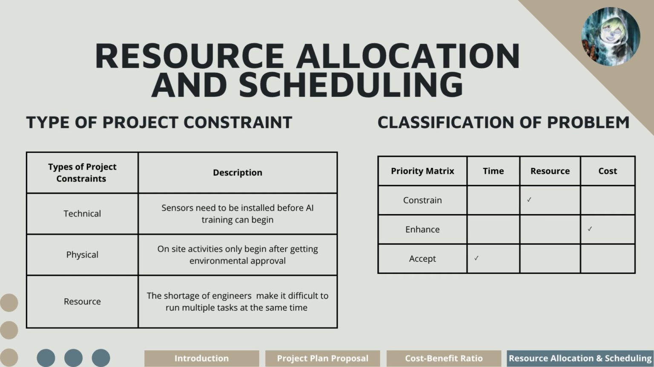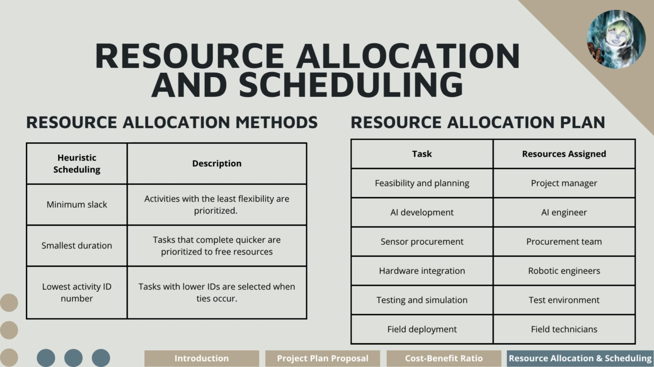For resource, the shortage of engineers makes it difficult to run multiple tasks at the same time. And for classification of problem, this is resource constraint classification because resources are the most critical constraint, followed by cost, and lastly, time is the most flexible as a short delay won't affect the project. In resource allocation method, this project uses heuristic scheduling rules based on the resource constraint classification. Activities are scheduled using rules of thumb that focus on minimum slack, smallest duration, and lowest activity ID number.